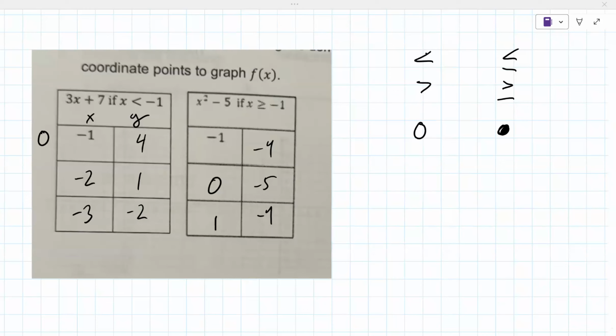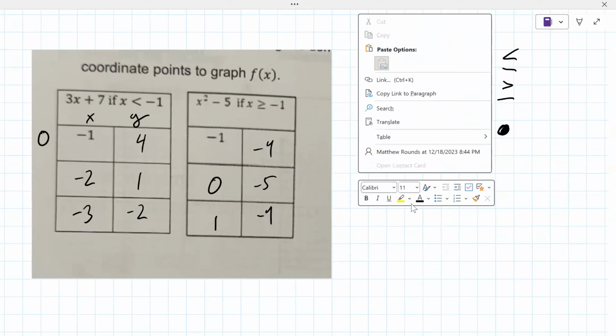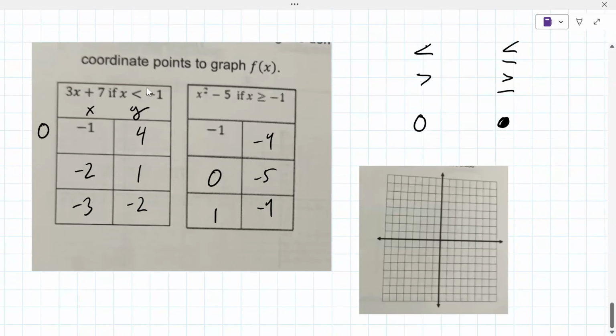So the way to graph this is to make sure you go directional. It's like, okay, left of -1. So you start with these points, -1, 4. Put an open circle there. -2, 1, -3, -2. But it's directional, so it's to the left. Don't make that arrow go beyond that.